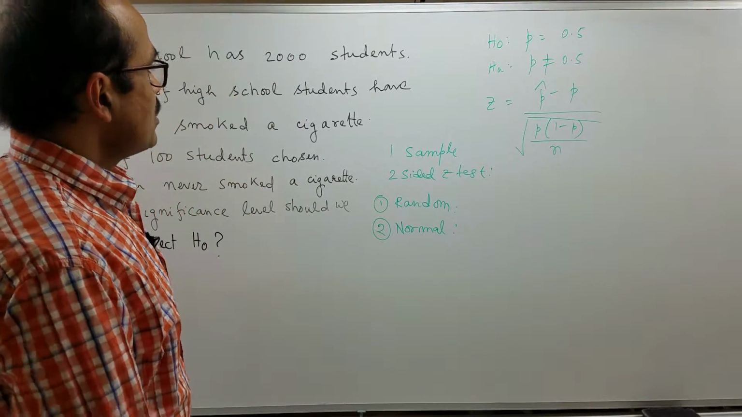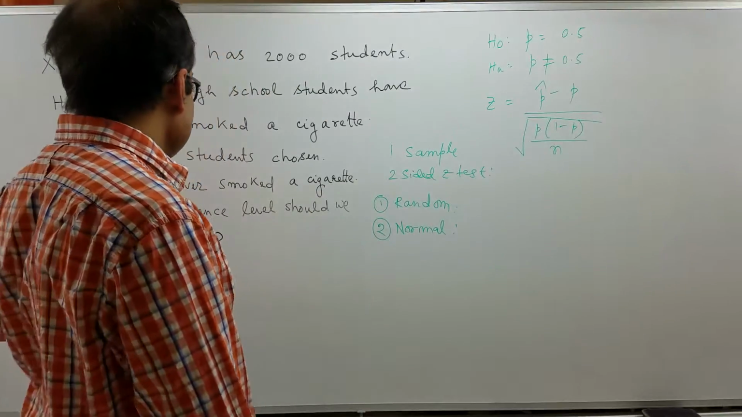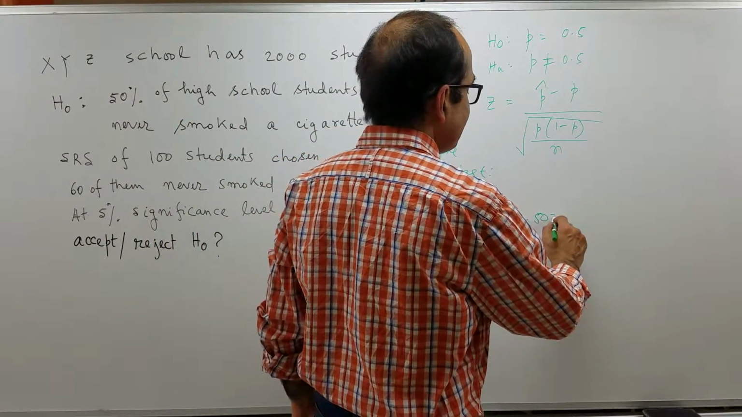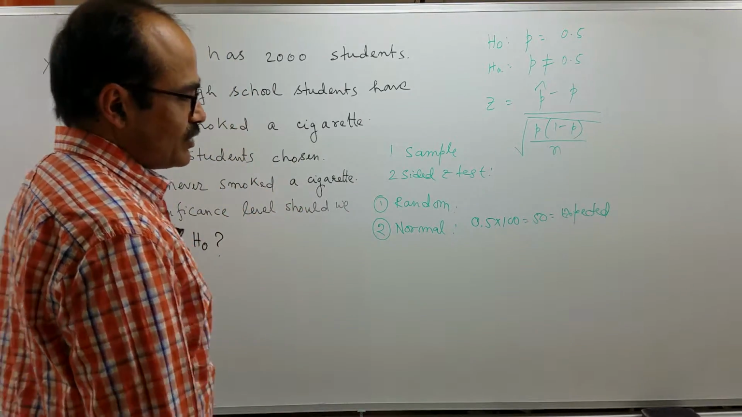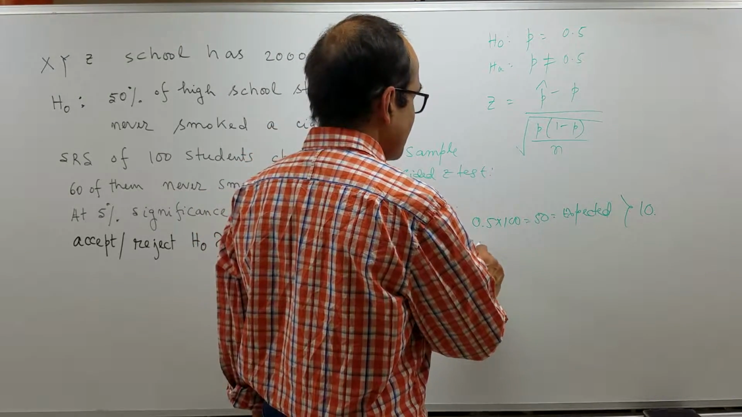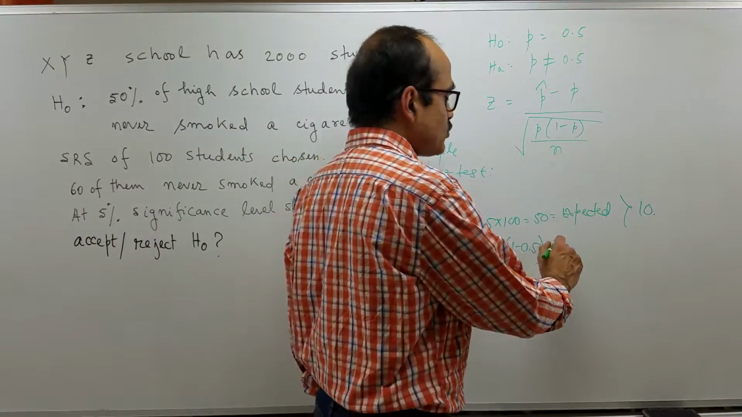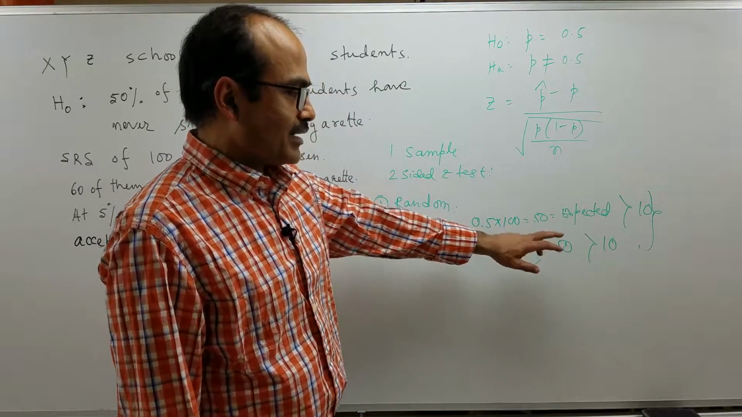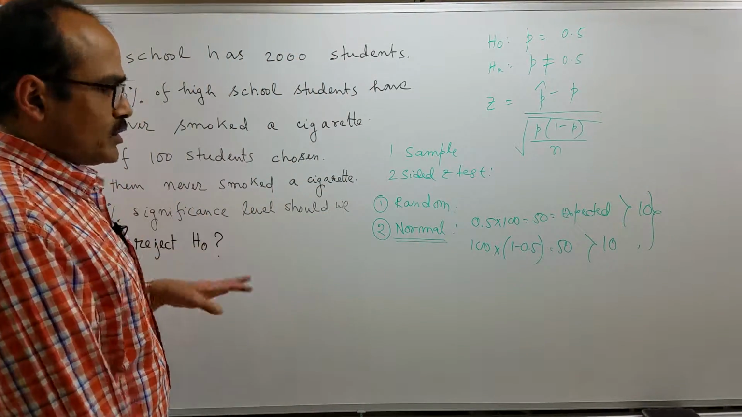Now, from the null hypothesis, the proportion 0.5 times 100. So, 0.5 times 100 is equal to 50, that is the expected number of smokers. Now, this is greater than 10, and also 100 times 1 minus 0.5, that is the expected number of non-smokers, is also 50 and greater than 10. So, n times p and n times 1 minus p are both greater than 10. So, we can use normal approximation for this sample.